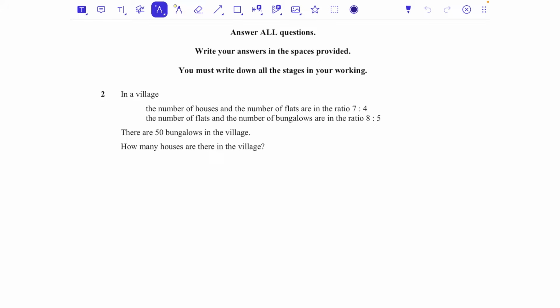So we see questions like this a lot where we have to combine two different ratios. I've got the number of houses to the number of flats in the ratio 7:4, and the number of flats to the number of bungalows in the ratio 8:5. Now, both of these ratios are talking about flats, but at the minute, we can't combine this into a 3-part ratio because those flats are different numbers. But we could very easily make them the same number.